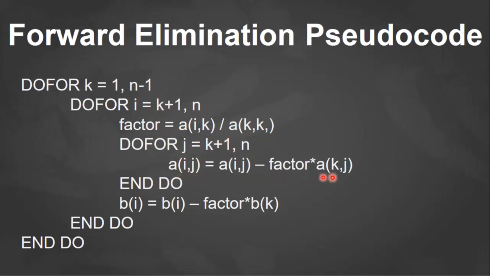Then aij is equal to aij minus the factor times akj.